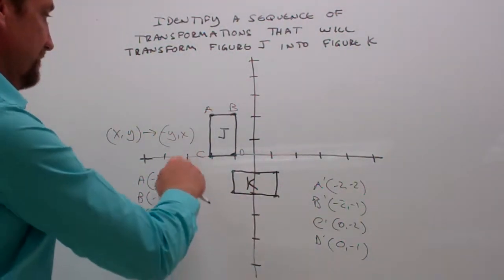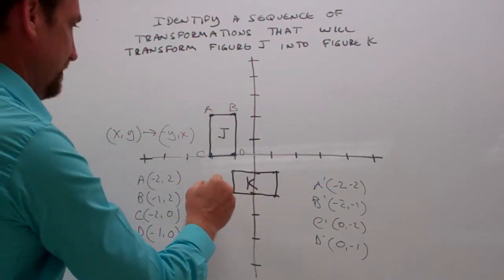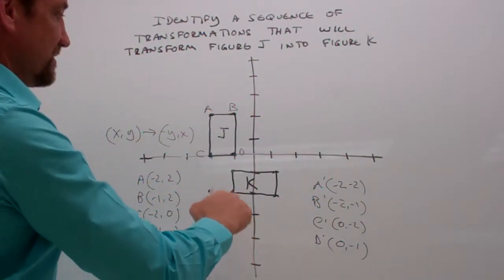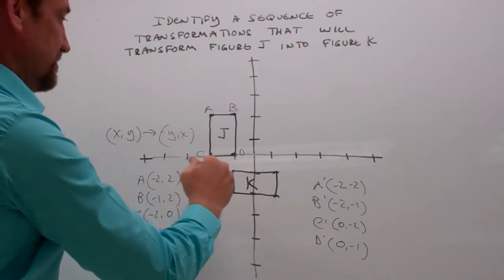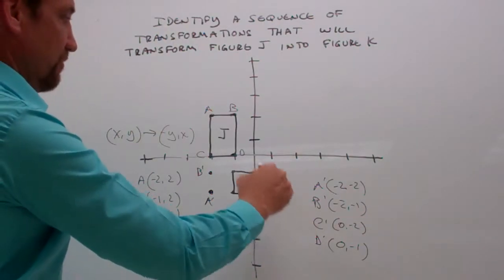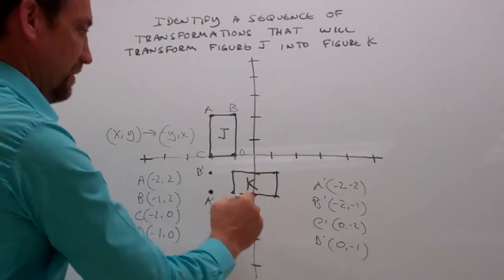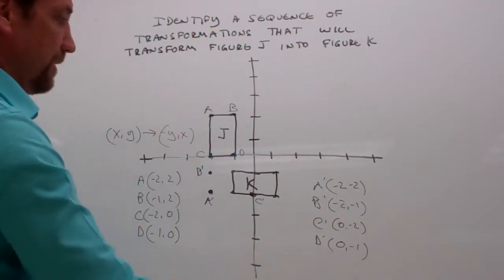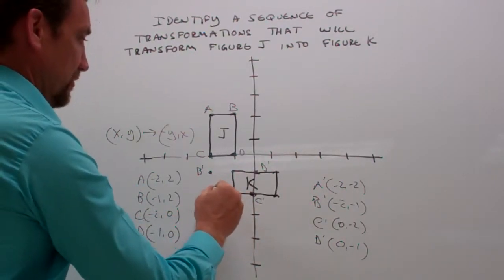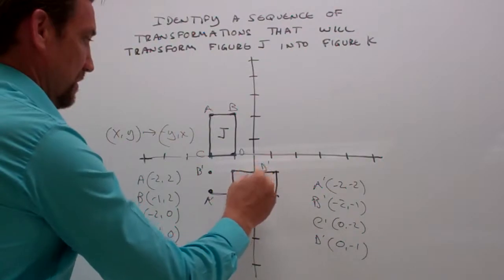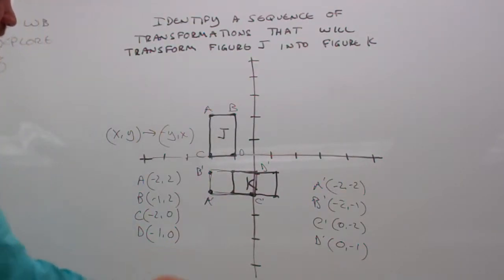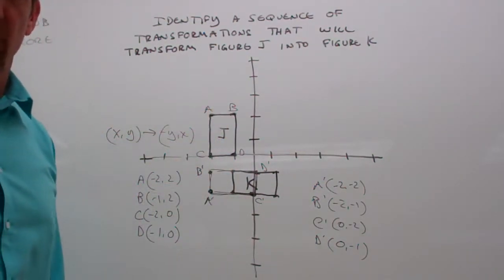So point A is at -2, -2. That would be right here. And we're going to have A prime. B prime, when x is -2, y was -1. That would be right here, and that's where we're going to have point B prime. When x is 0, y is -2. That's right here, and that's going to be C prime. And lastly, when x is 0, y is -1, right here, that is point D prime. And you notice that we're pretty close to turning rectangle J into rectangle K. But the 90-degree counterclockwise rotation didn't quite do it for us.